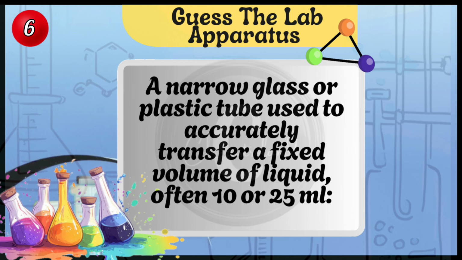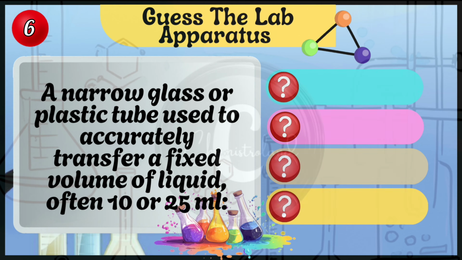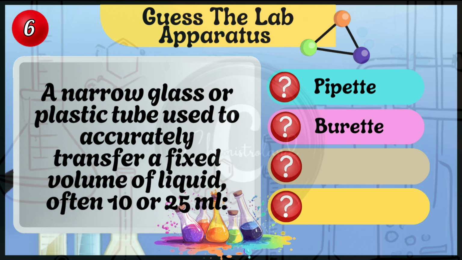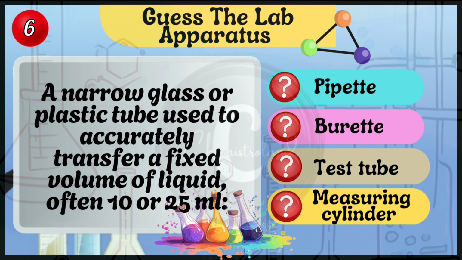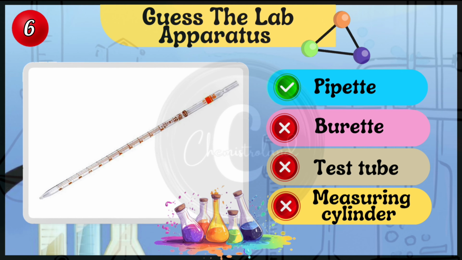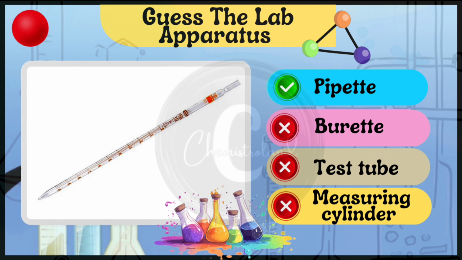A narrow glass or plastic tube used to accurately transfer a fixed volume of liquid, often 10 or 25 milliliters. Hints are pipette, burette, test tube, and measuring cylinder. Pipette is the correct answer.